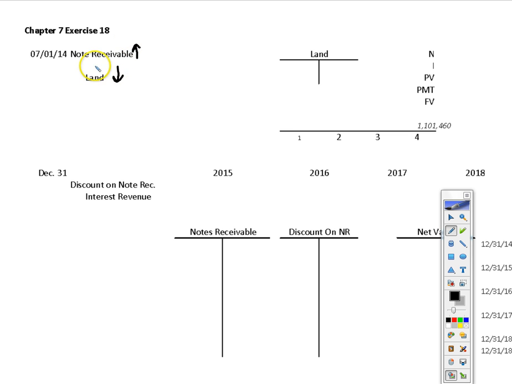For instance, the land itself. How much are we going to record as the decrease to land? Well, in the narrative, it gives us two numbers for land. It tells us the fair value, which would be its market value, is roughly $700,000. It also tells us that the cost of the land is $590,000.